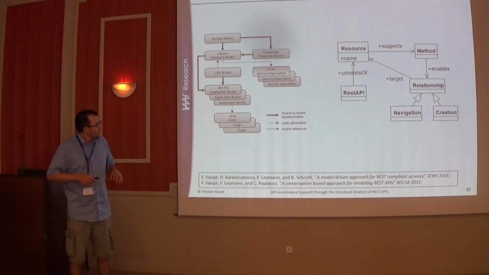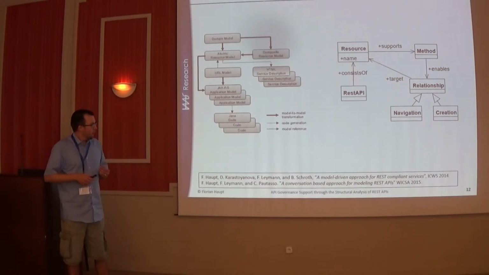The important part is shown here. Basically, it corresponds to the visual notation that we've seen before. The meta model says a REST API consists of a set of resources. The resources support some methods that then can enable relationships to other resources. And what we have seen before in the example was navigation relationships, like navigation between different resources.